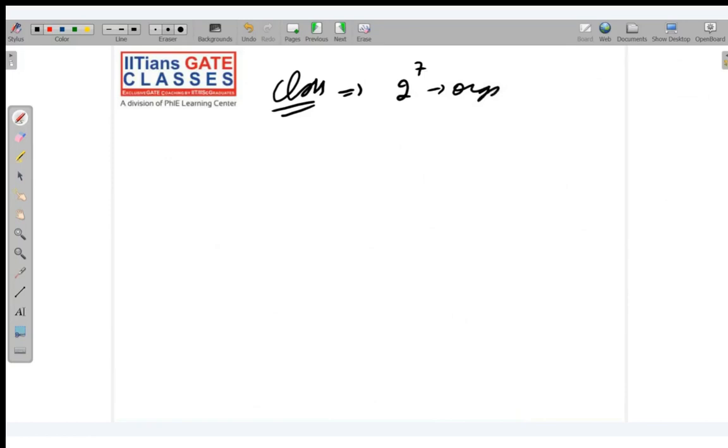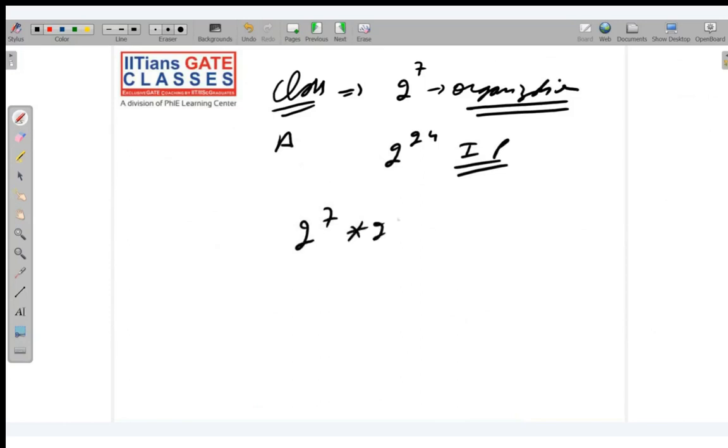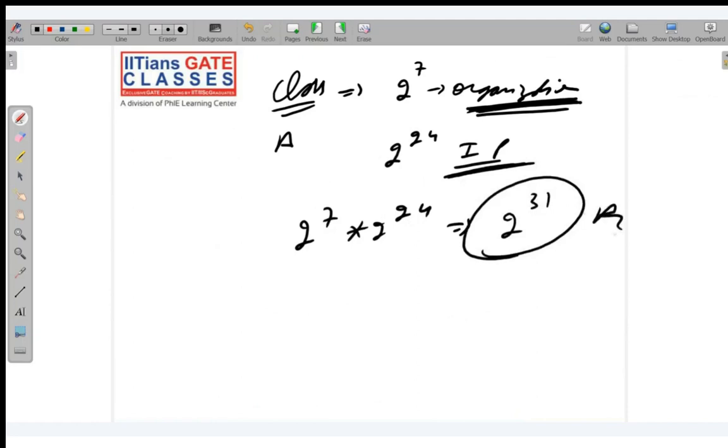2 power 7 organizations, and each organization is having 2 power 24 IP addresses. So how many total IP addresses in class A? 2 power 7 multiplied by 2 power 24. Any doubt here? It comes out to be 2 power 31. You can check it out. That is what we told you in the previous lecture. Class A total 2 power 31 IP addresses. That is 50%.